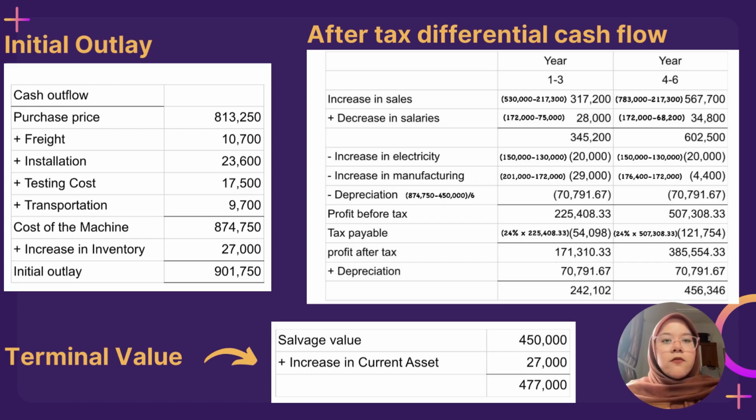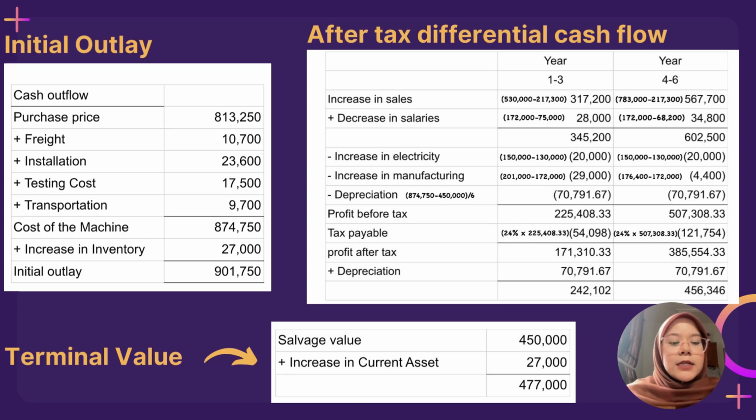First we have the purchase price of machine, which is 813,250. We plus with freight 10,700, plus initial installation 23,600. We plus with testing cost, which is 17,500, and transportation, which is 9,700. The cost of the machine is 874,750. So we plus with increased inventory, which is 27,000, and we got the total initial outlay is 901,750. So we move to the after tax differential cash flow.